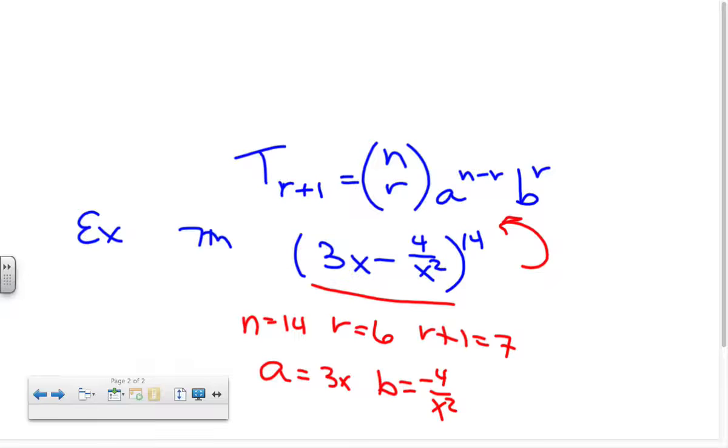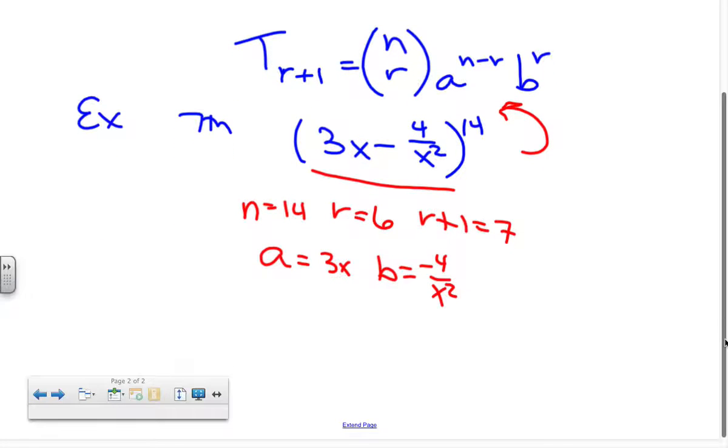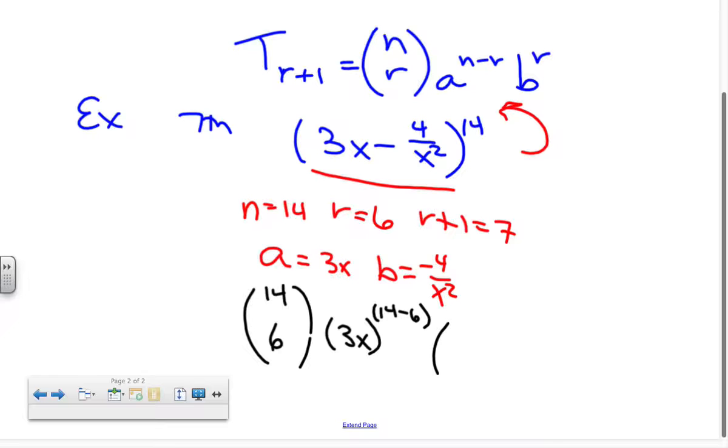Okay, so I'm going to see if I can scroll. I don't think I can scroll down. I'm going to try though. Just move up a little bit. There we go. Okay, so let's plug it into the formula. 14 choose 6, oops, not A, I'm plugging all the numbers in. 3x to the n minus r, so 14 minus 6. And then negative 4 over x squared to the 6th power.